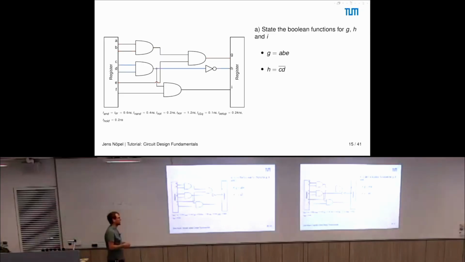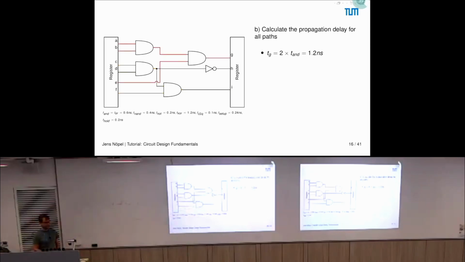Same thing for H again, so we have C and D, and there's our NOT gate, so it's NOT(C AND D). And we have I, so same thing here, going backwards, seeing, okay, this gate and this gate. Then we have C and D, and the result is ANDed again with F, so we get I as C AND D AND F.